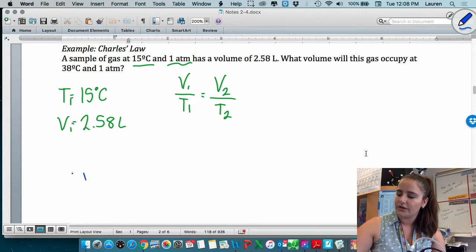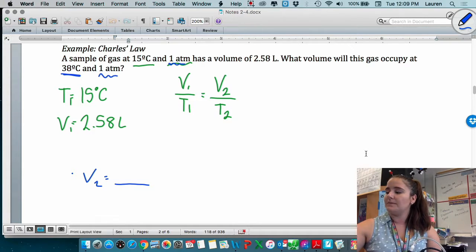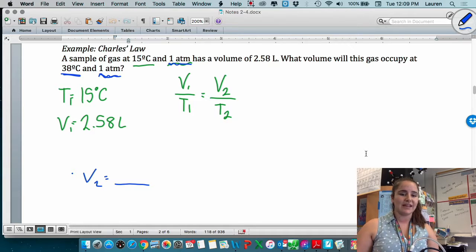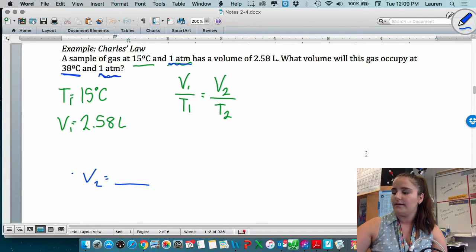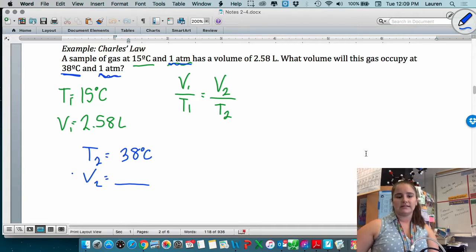Okay, what volume will the gas occupy? So we're asking for the V2 at 38 degrees Celsius and 1 atmosphere. I didn't write down the 1 atmospheres because the pressure is staying constant. When it's staying constant, you don't need to worry about it. Okay, and T2, which is 38 degrees Celsius.